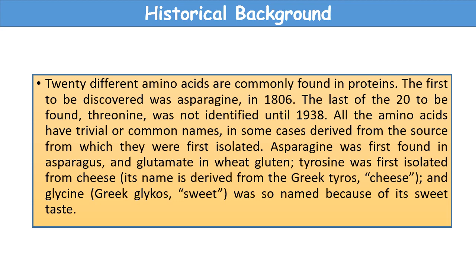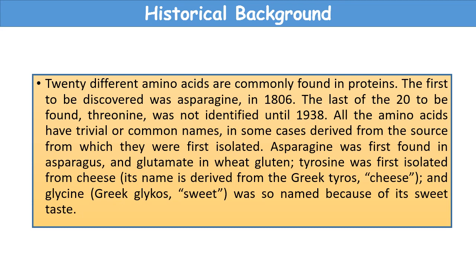Now, if we go into the historical background of the discovery of amino acids, we know now that 20 different amino acids are commonly found in proteins. The first to be discovered was asparagine in 1806. The last of the 20 to be found, threonine, was not identified until 1938. All the amino acids have trivial or common names, in some cases derived from the source from which they were first isolated. Asparagine was first found in asparagus and glutamate in wheat gluten.